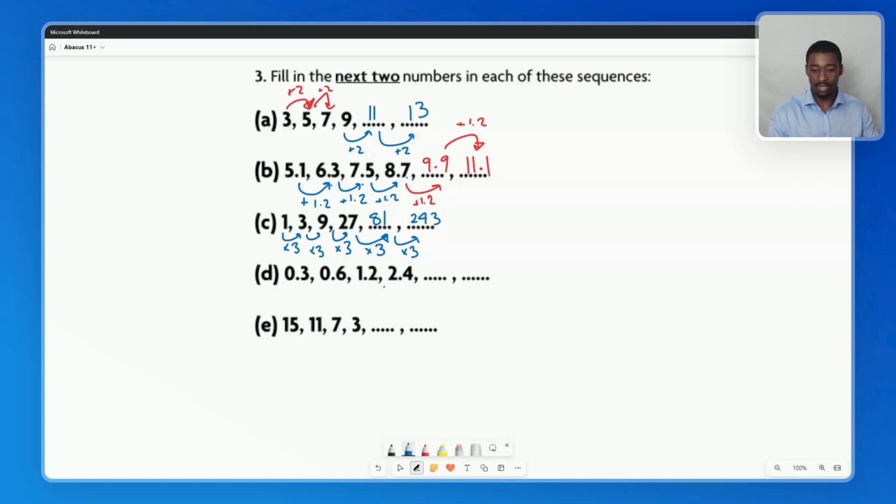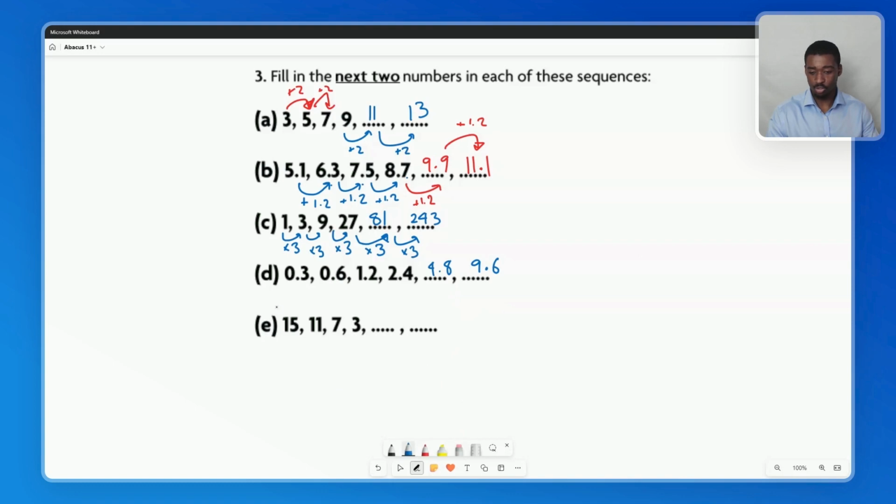Now for part D, we have again multiplication, but this time we're multiplying by 2. So 0.3, we're doubling it, 0.6, 1.2, 2.4, 4.8, and then 4.8 doubled, 9.6. Here, 4 doubled is 8, 0.8 doubled is 1.6. Add those together, what do you get? Boom, 9.6.